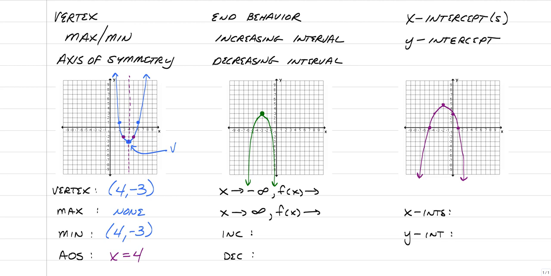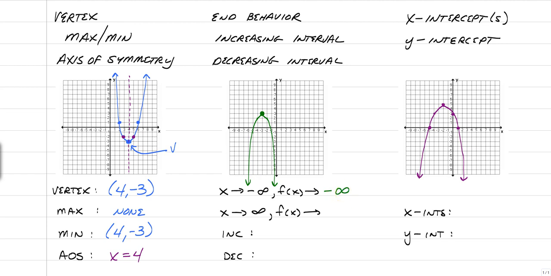Okay? The next thing we're going to talk about is end behavior and increasing and decreasing intervals. End behavior is, what does the parabola do as it goes to the left or it goes to the right, also known as positive and negative infinity. So as x approaches negative infinity, that means as this graph goes to the left, where is f of x going? It is going down forever and ever. So that means it's approaching negative infinity.